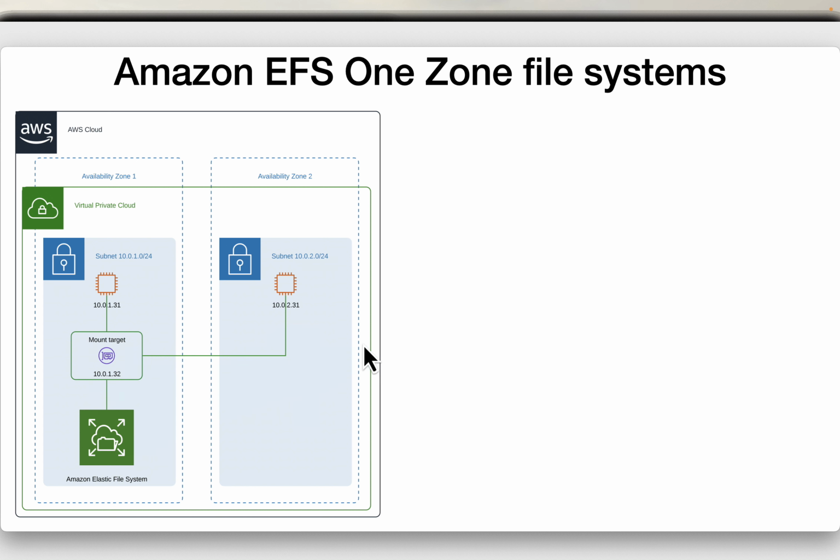For better performance and cost, it is recommended that you access the file system from a mount target in the same AZ as the EC2 instance that you are mounting it on. So this will give better performance and cost. But regardless, this is how it will work for Amazon EFS One Zone file systems.